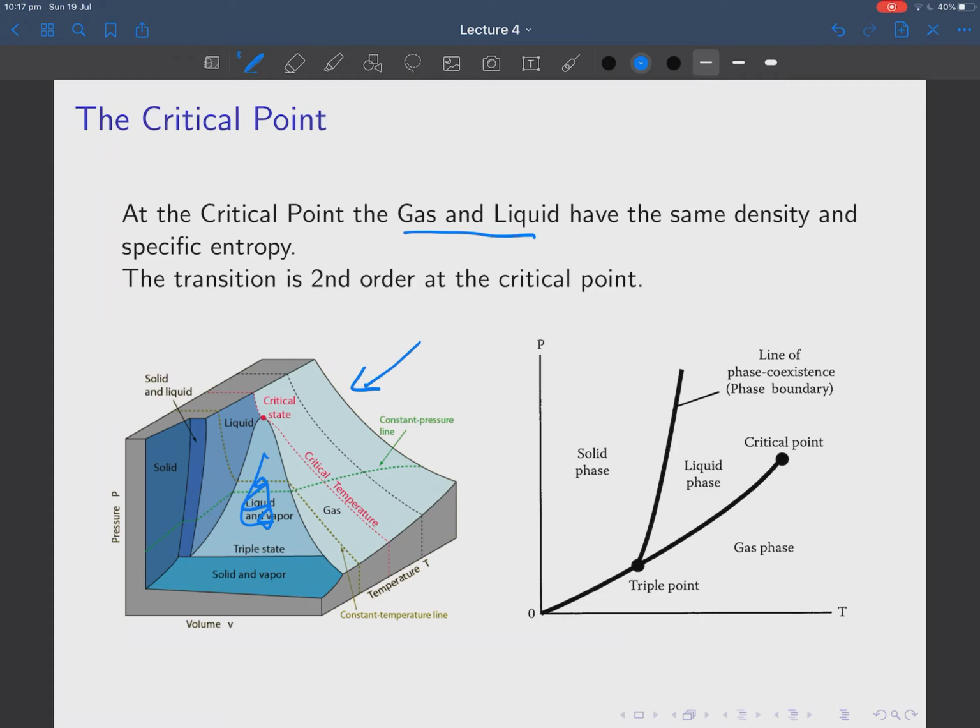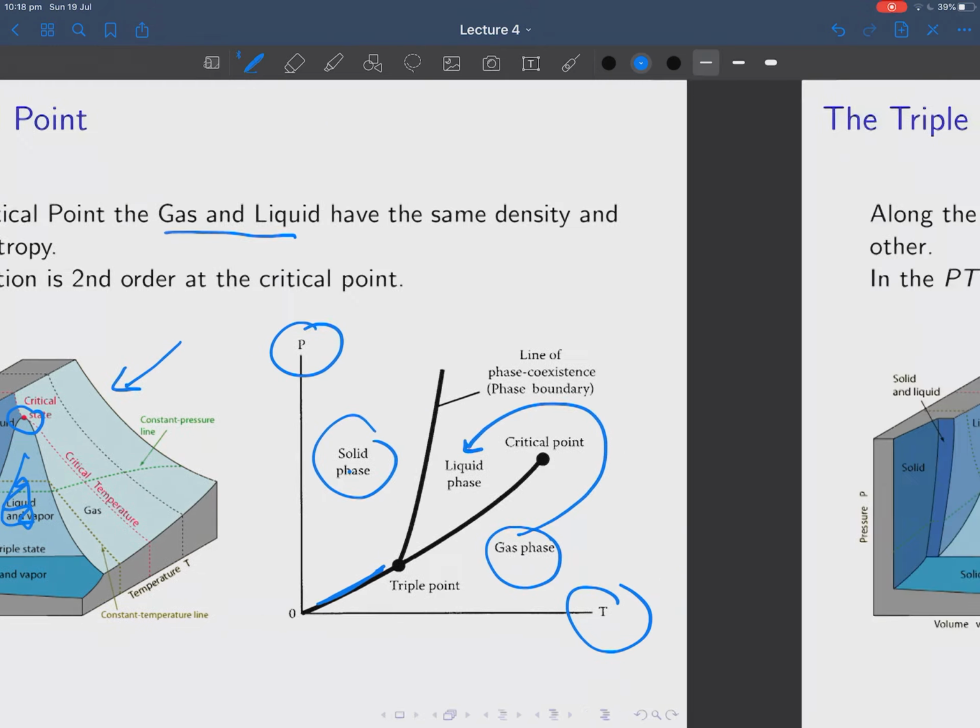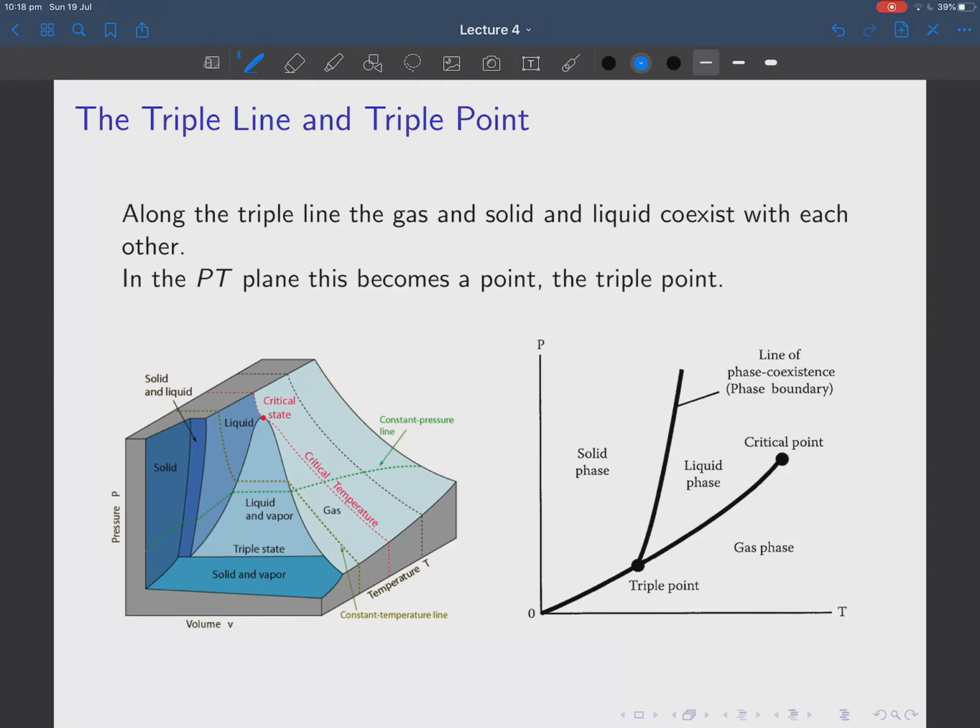For instance, going from gas to liquid, you have a sudden jump in the density, or a sudden decrease in the density in that case. At the critical point, the gas and liquid have the same density and specific entropy, and the transition becomes second order. Here we see the pressure versus temperature graph at a fixed volume, and you can see, for instance, the solid phase and the gas phase separated by a very clear line. But as we've seen before, if you go around the critical point, you can go from gas to liquid, and that's what we did before.